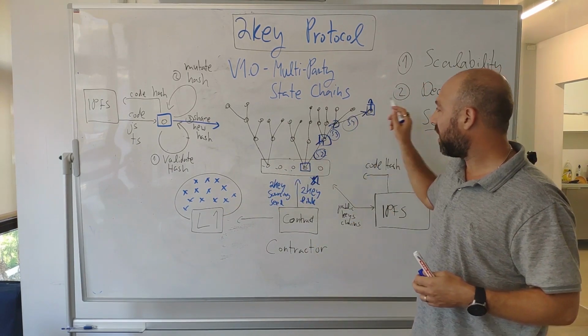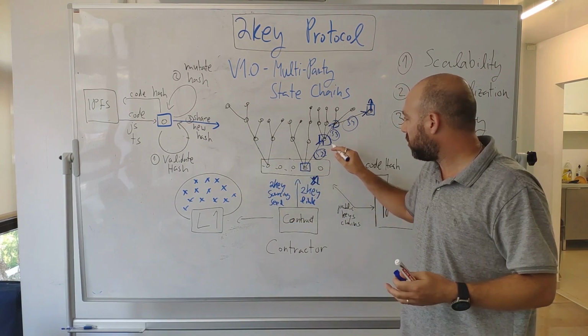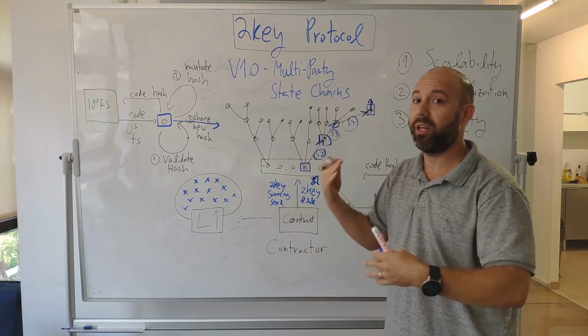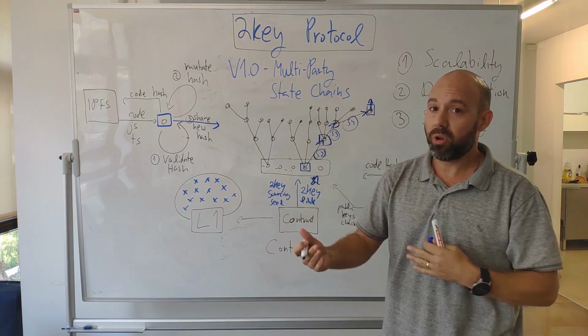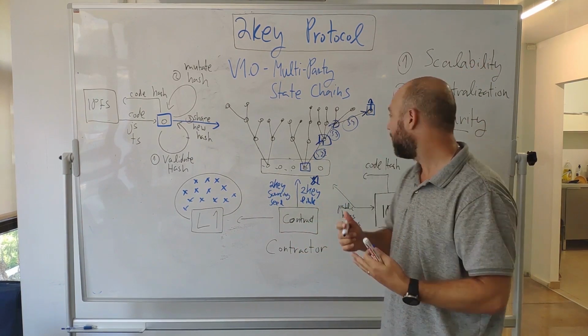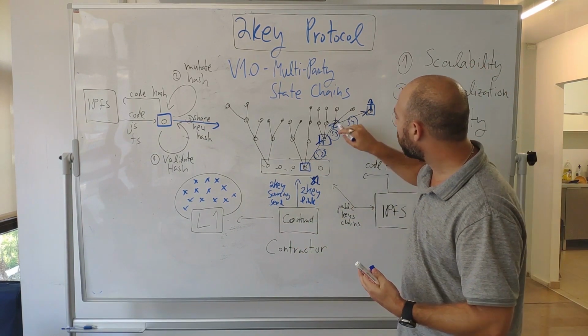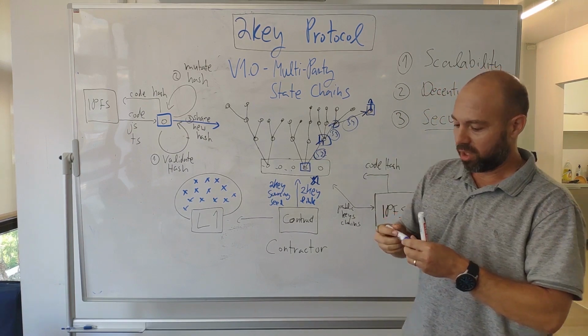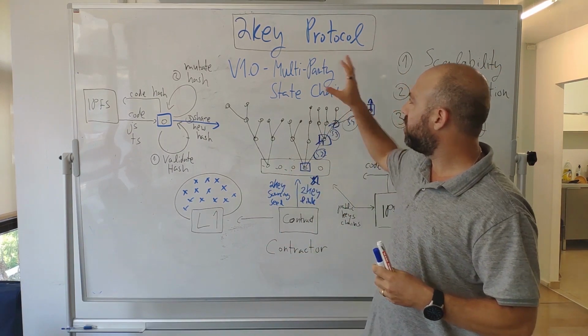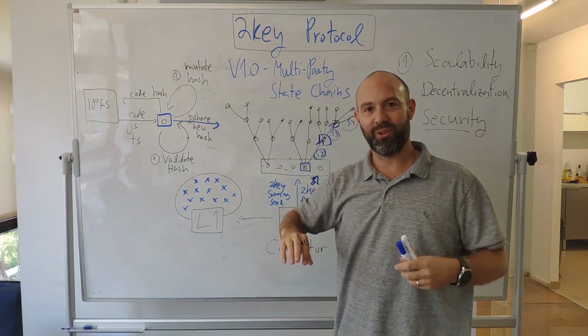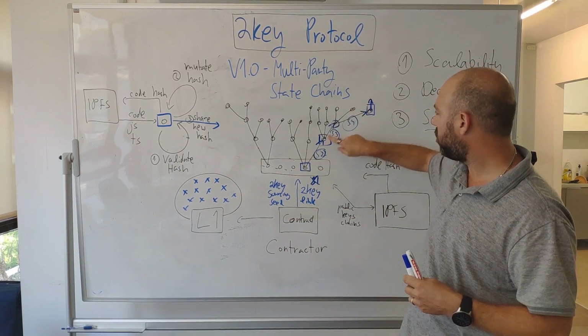Then of course it's completely scalable because it's just browsers. It's just HTTP in the browser itself. It doesn't rely on any Plasma node, Ethereum node, or backend node for managing the state. And it's secure because of the cryptographic assertions along the chains. So this is how version 0, or we call it version 1.0, of the protocol works for multi-party state chains.